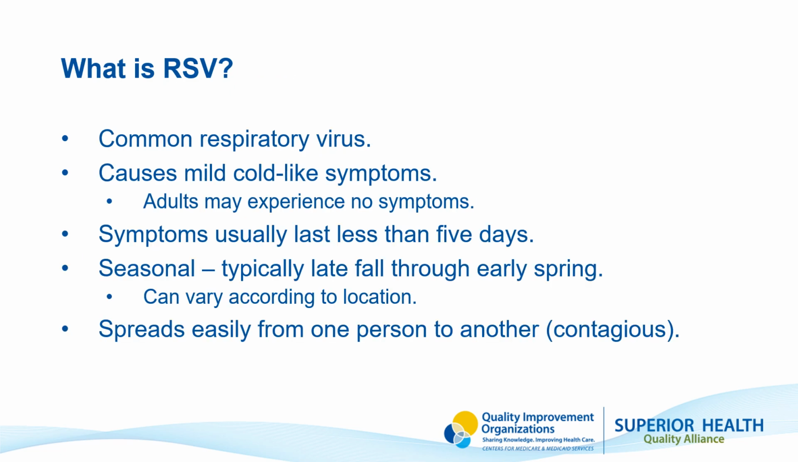RSV is a common respiratory virus which causes mild cold-like symptoms that usually last less than 5 days. Older adults may not experience any symptoms at all. RSV is a seasonal virus that most often occurs in the late fall and early spring. This seasonality can vary by location. It is important to understand that RSV is highly contagious and can spread easily among individuals.